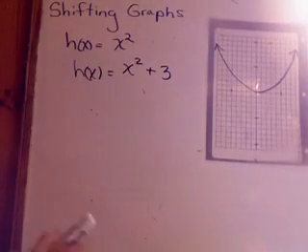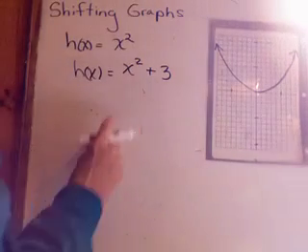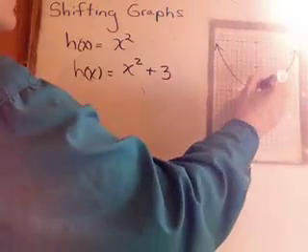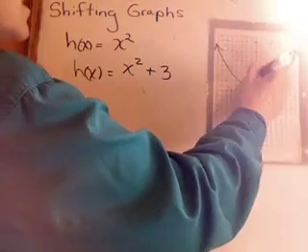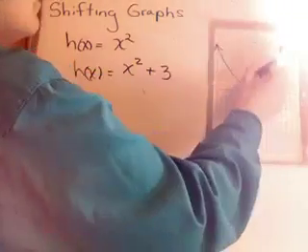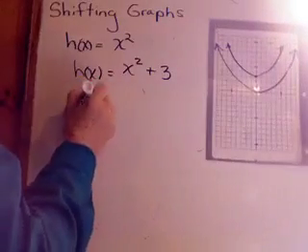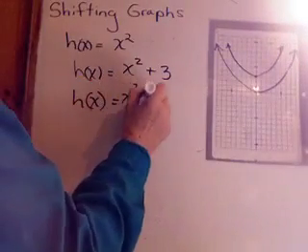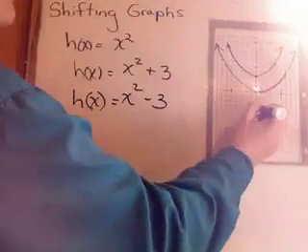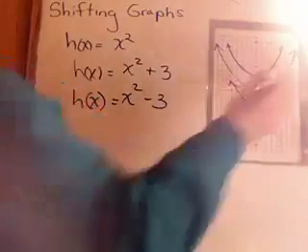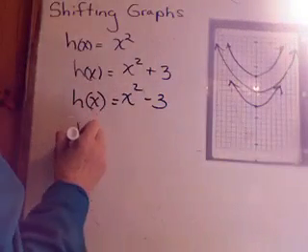Okay, so hopefully you played around with it a little bit and you found out that the plus 3 moves the curve up 3 units, and you would have the same curve moved up 3 units. And if you did h of x equals x squared minus 3, it moved it down 3 units, right? But same curve. What happens if I do this?